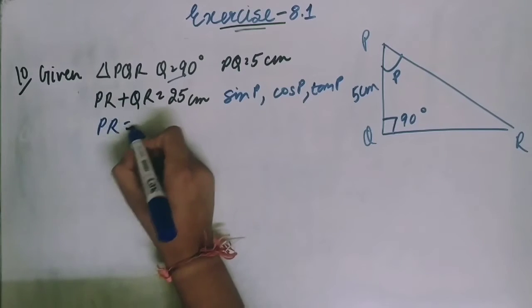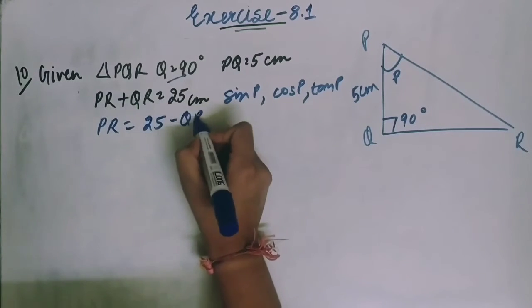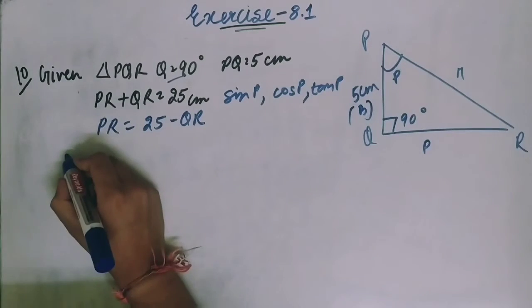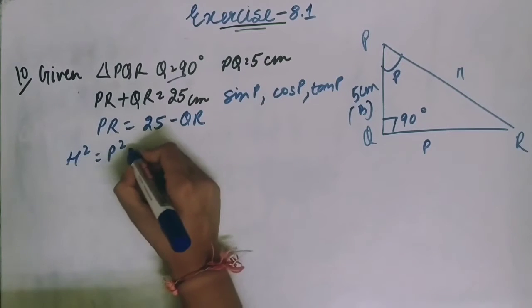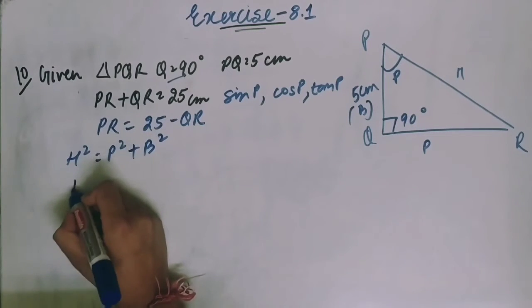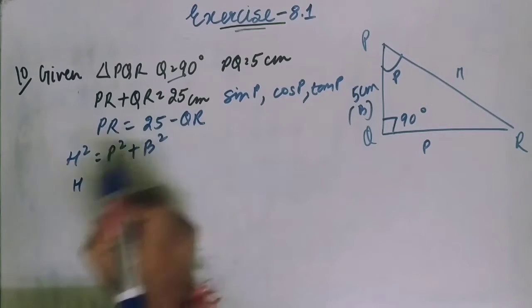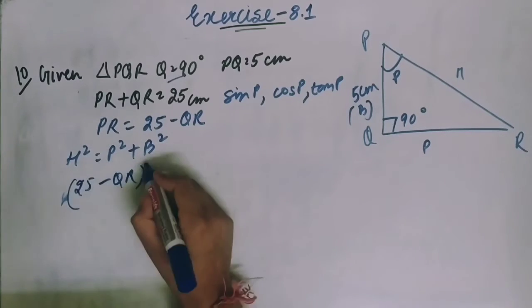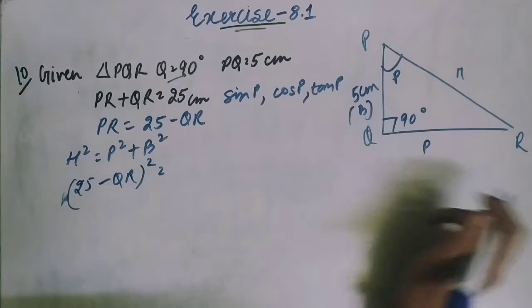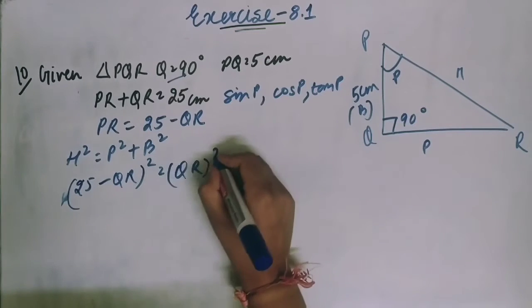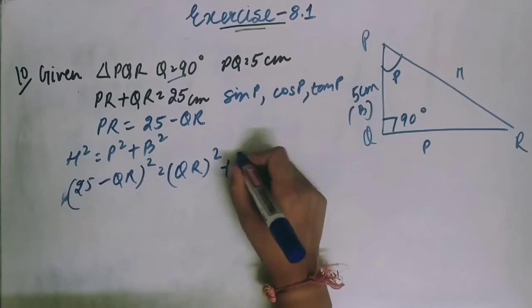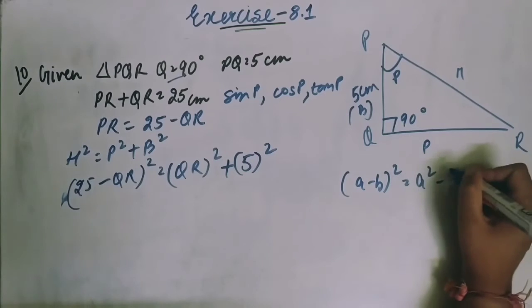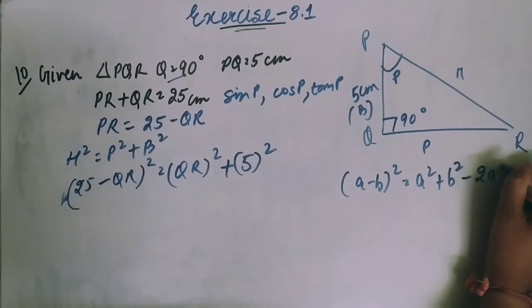So let's write PR is equal to 25 minus QR. Now this is our hypotenuse, this is our perpendicular and this is our base. Now let's apply Pythagoras. H square is equal to P square plus B square. H square is PR, so this will be 25 minus QR whole square. P square is QR, so this will be QR whole square, plus B square is 5 whole square. So we'll apply the (A minus B) whole square identity here: A square plus B square minus 2AB.